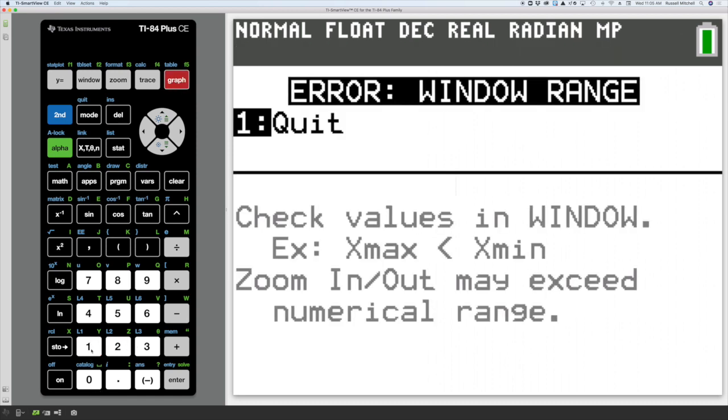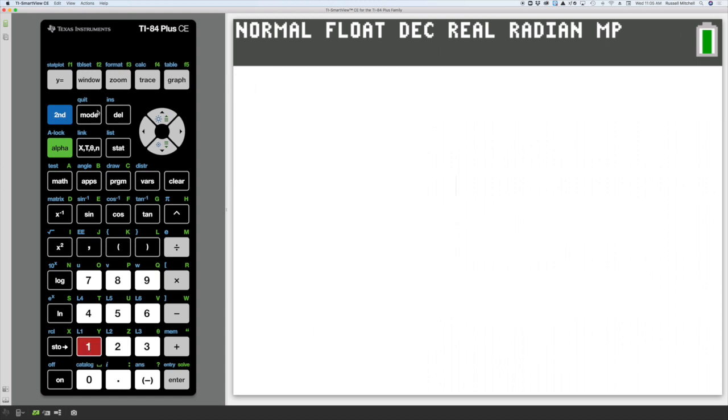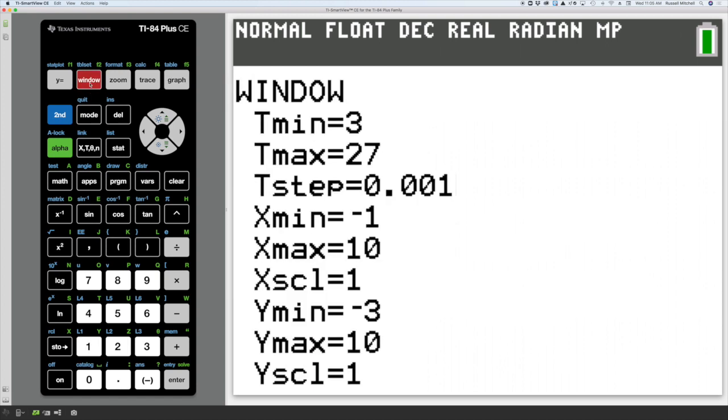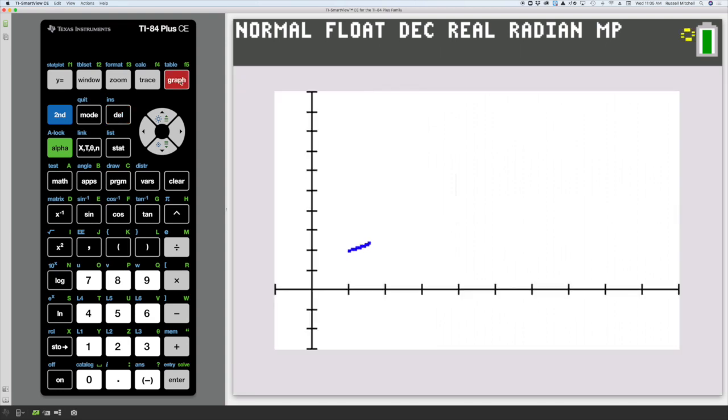Window range. Let me see what happened. 3 to 27 t-step, -1 to. Maybe my t-step is too small. Let's do 0.01 and delete that last one. Now let's press graph. There we go. And that's slow enough.